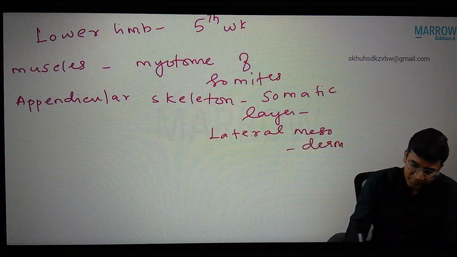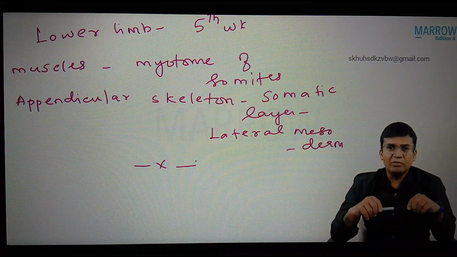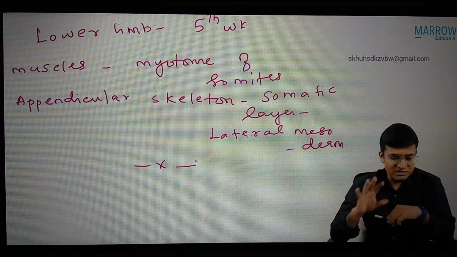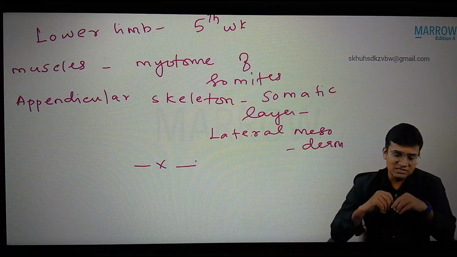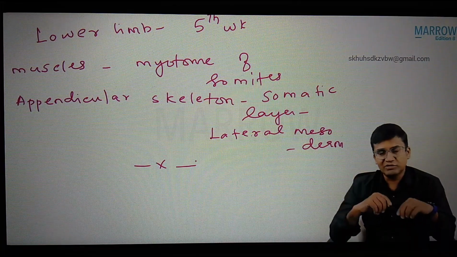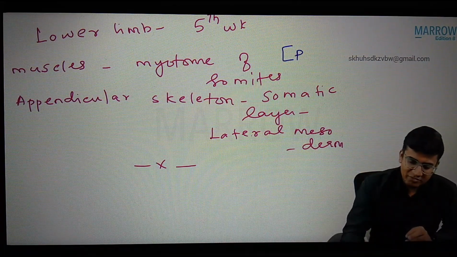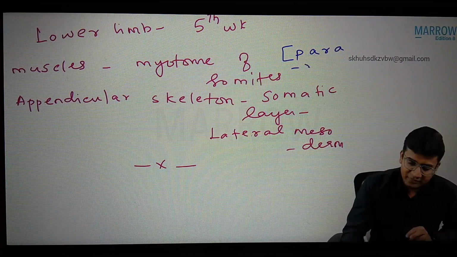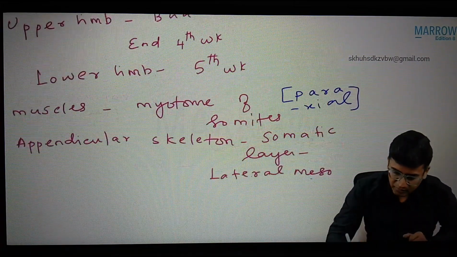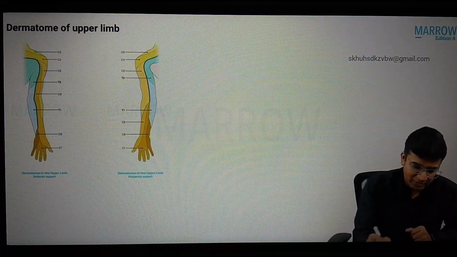So these are the basic points about the development of upper limb and lower limb. Upper limb bud by 4th week, lower limb bud just 1 week later, 5th week. Muscles of both upper limb and lower limb are coming from myotome of the somites, and the appendicular skeleton bones are coming from somatic layer of lateral mesoderm. Somites are coming from paraxial mesoderm. I hope you know that.